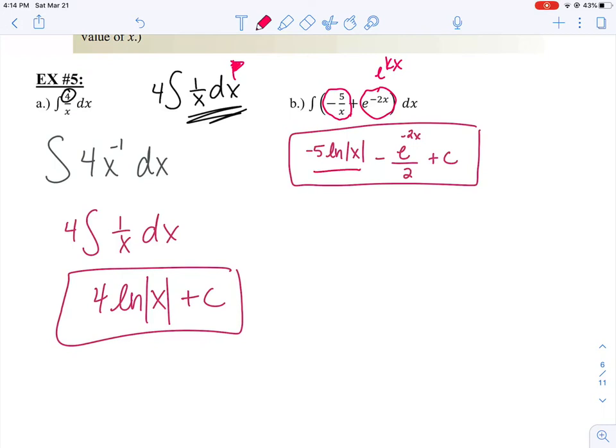So I have here negative 5 natural log of x. I have the minus sign here. That was from the 2 here that I brought up here. I have e to the negative 2x plus c. I know that this exponent is negative, but I'm okay with you leaving it the way it is for right now. So I have negative 5 natural log of x minus e to the negative 2x over 2 plus c. So using a couple different rules in one on that one.